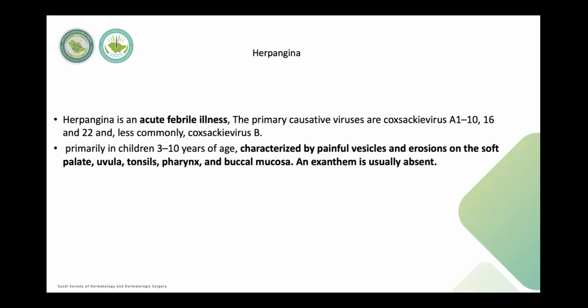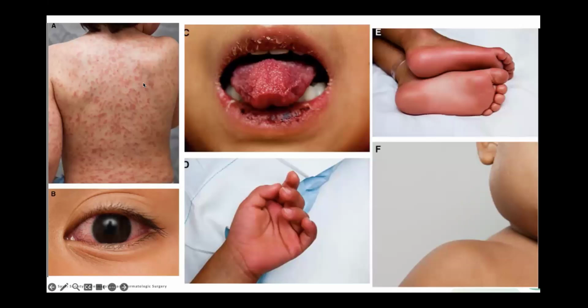Herpangina is similar to hand, foot, and mouth disease, but only affecting the mouth. Okay, and there is usually no exanthem. So here, this is a very important rash. Again, probably it's a similar rash to the one that we saw. Usually it would appear with this kind of rash. It can actually have a polymorphous rash. But here we can see exanthem.